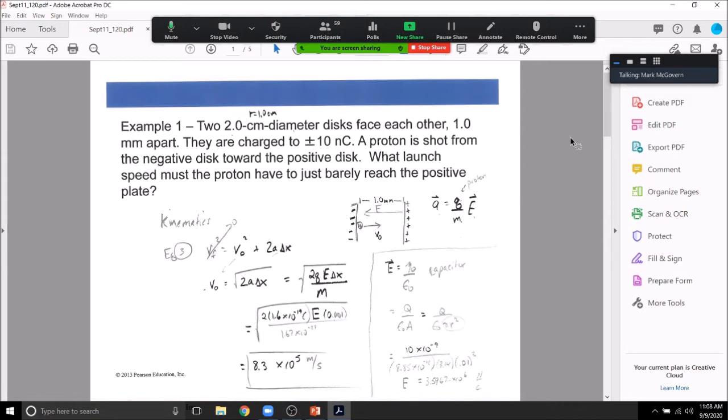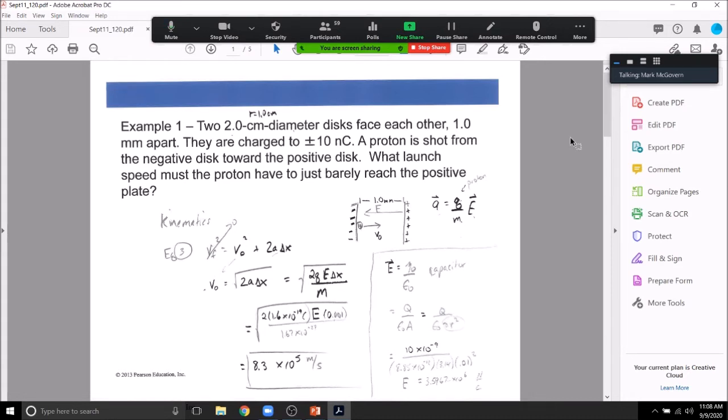Well, we should be doing this with energy, but we're not. So let's do it with kinematics. It's a better problem for energy, but whatever. It's fine with kinematics. So now, in order to figure this out, we have to know what kind of acceleration the particle is going to experience, right? And we know what that is now. It's QE over M. What's E, though?